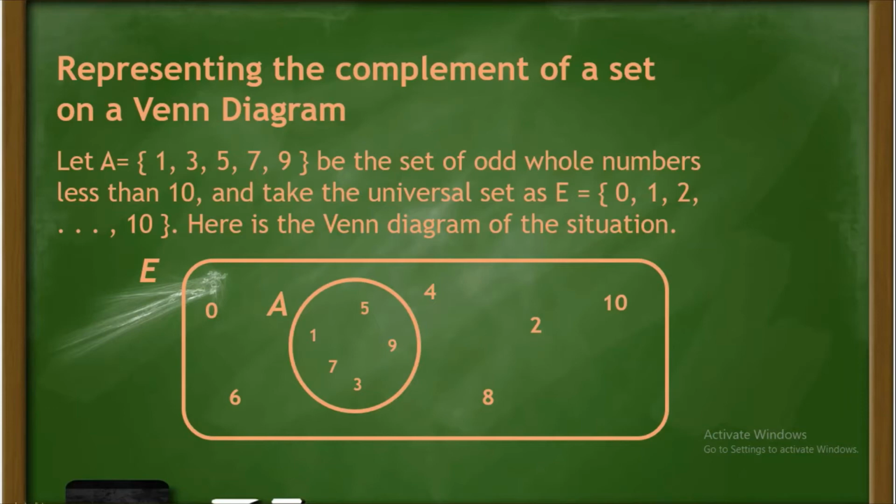As you can see, mas madali natin maintindihan if we're going to use a Venn diagram. So, simple lang, no? Yung mga numbers inside a circle, yun yung nag-represent sa set A, and outside the circle, yun yung complement ng A, or yun yung mga numbers na nandun sa universal set E na wala sa set A.